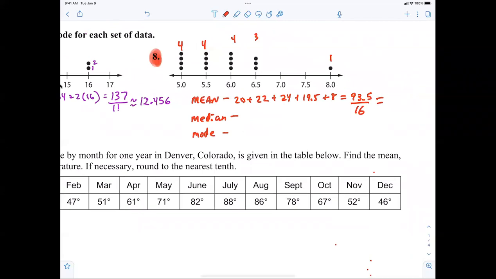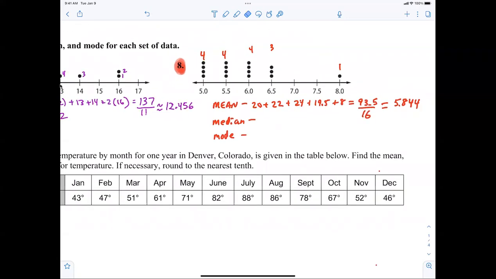Remember, I said round to 3 decimal places, so we're going to try to do that. 5.844. All right, come on, guys. That's kind of embarrassing if you can't do that with a calculator. All right, no more of that.